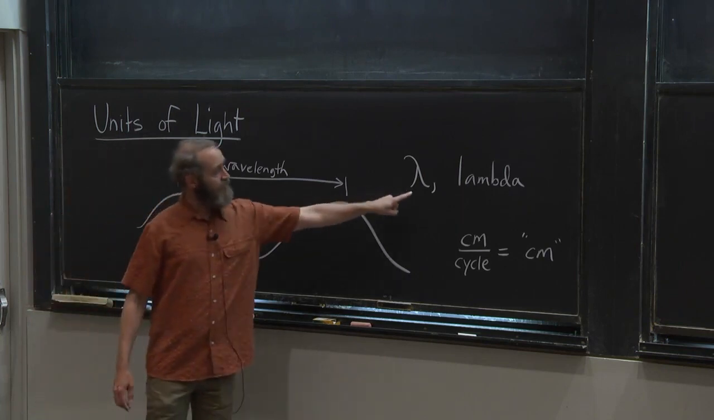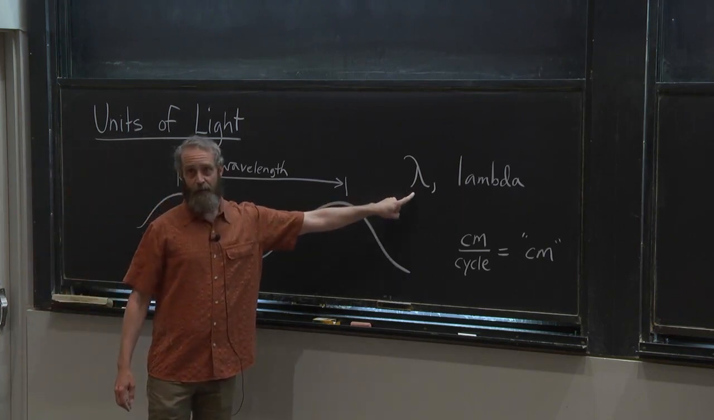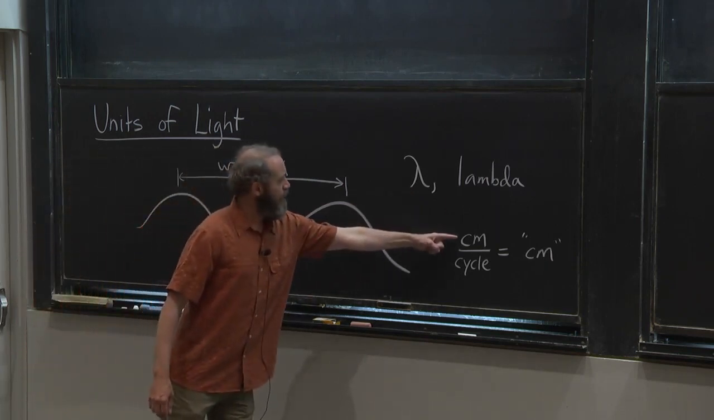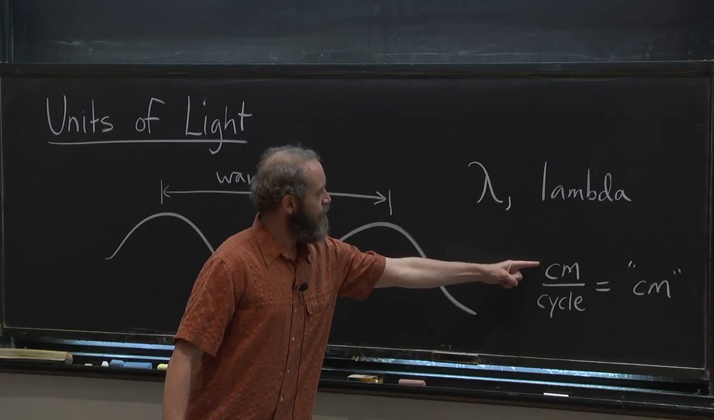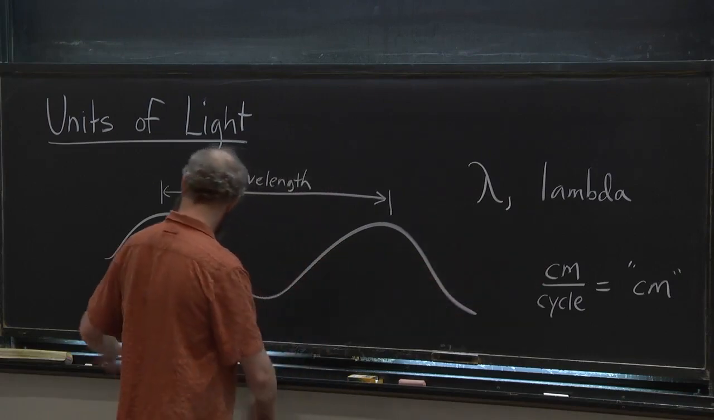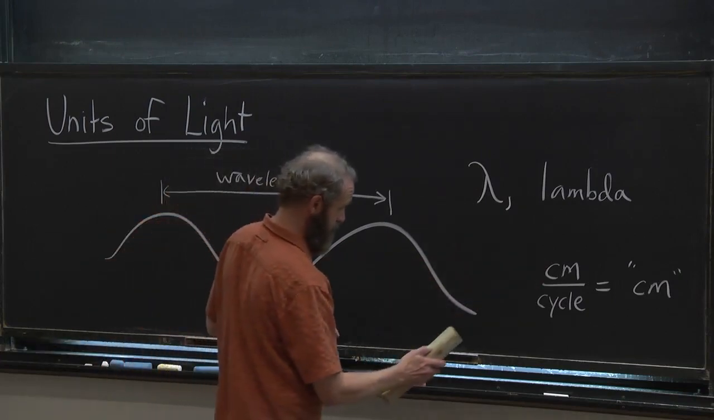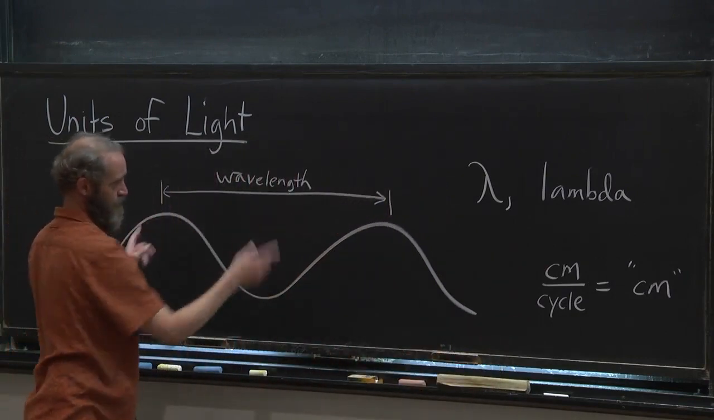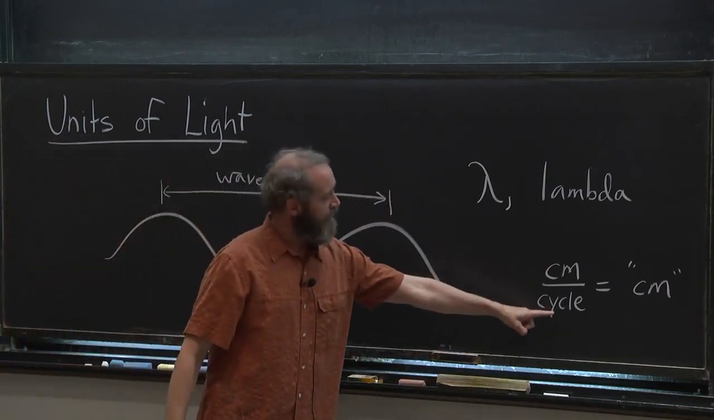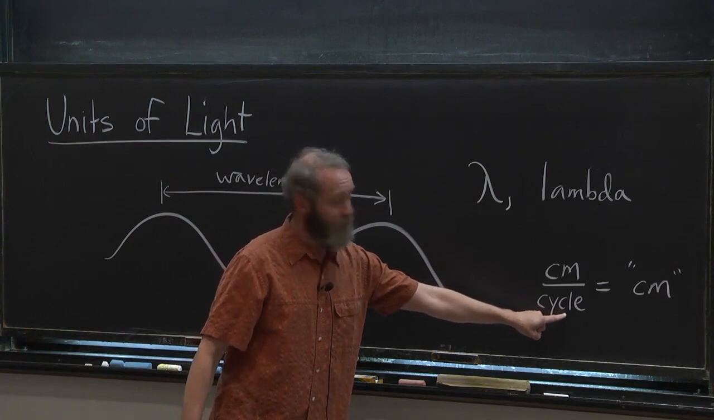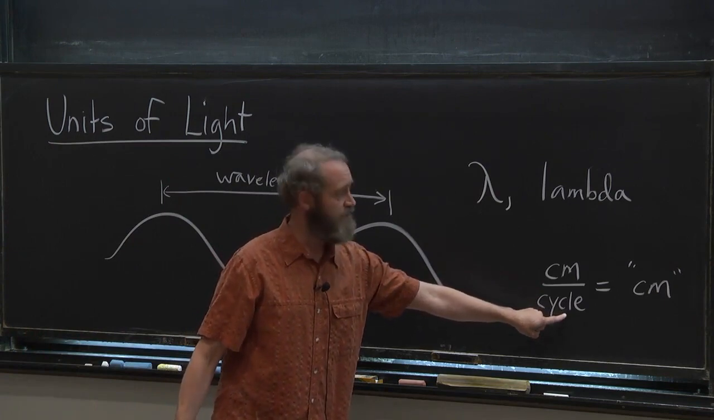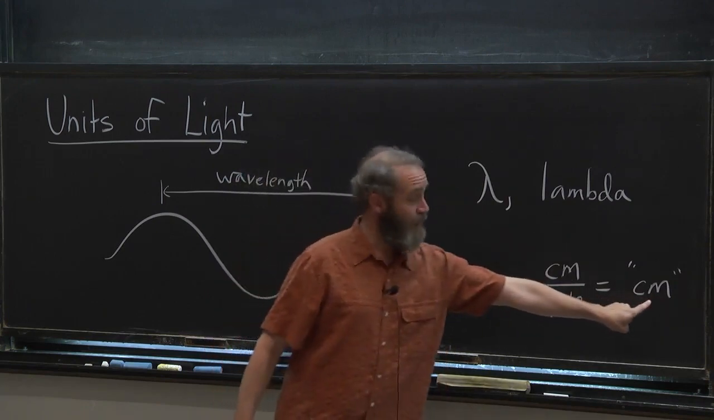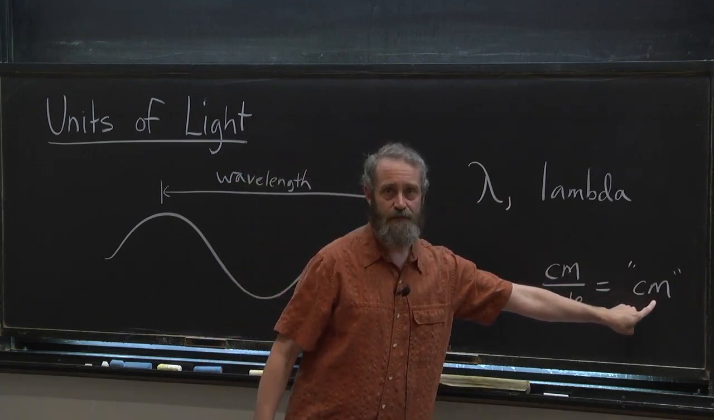It's given the Greek letter lambda to describe the wavelength, and the units of wavelength are the number of cycles per centimeter. I have this upside down here. No, centimeters per cycle. That's centimeters per cycle. And a lot of times the units of cycle are left out, sort of implicit. And so sometimes, very often, you will see wavelength described in units of centimeters.